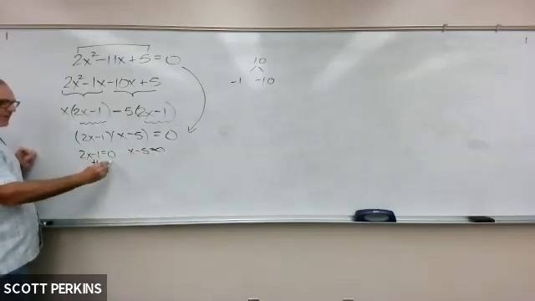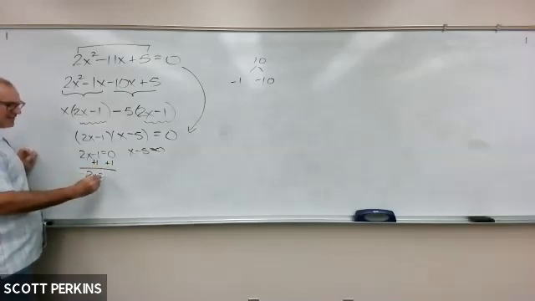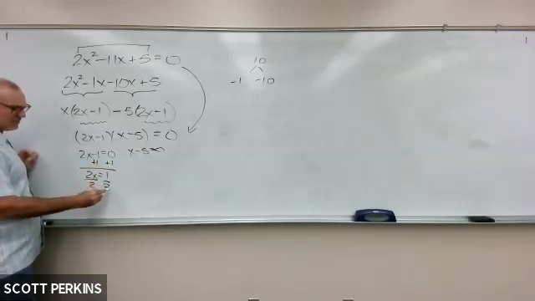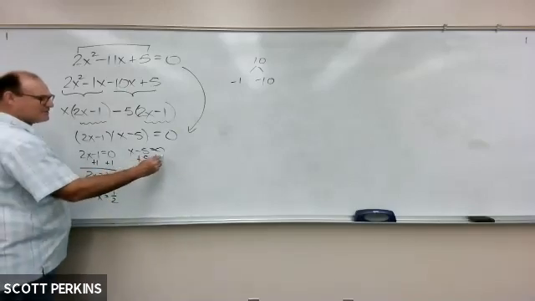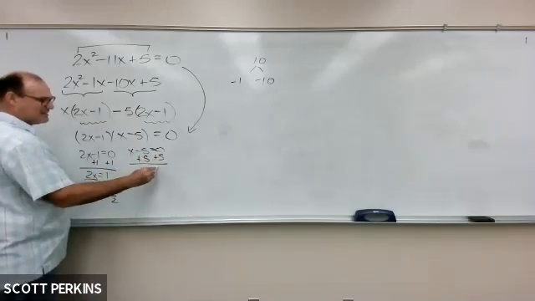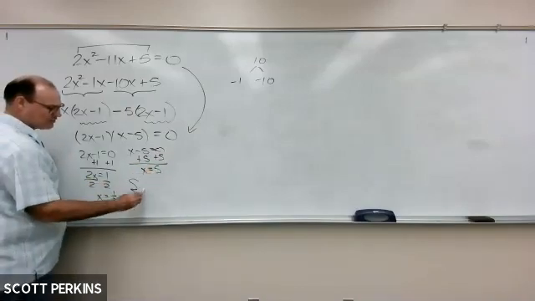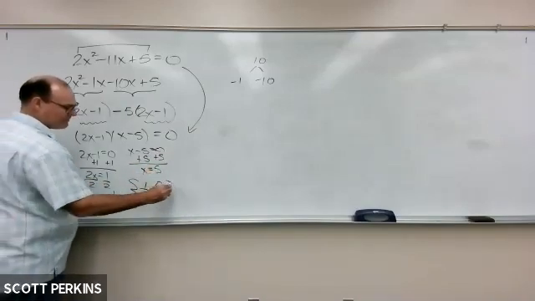Here I add 1 to both sides and I get 2x is equal to 1. I divide by 2 and I get x is a half. Here I add the 5 to both sides and I get x is equal to 5. So there are my 2 solutions, a half and 5.